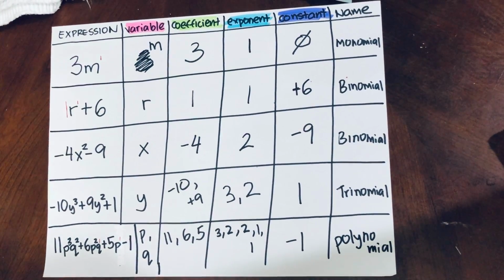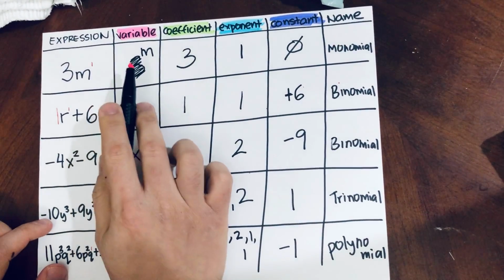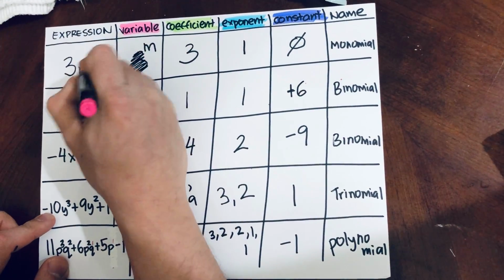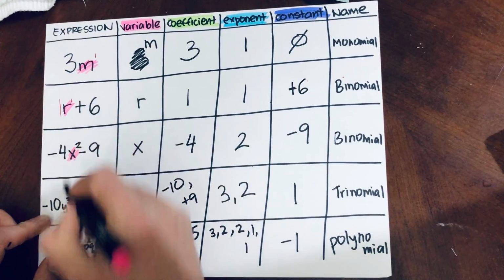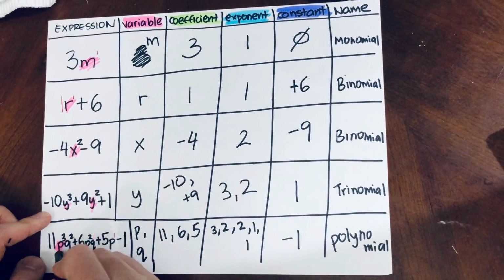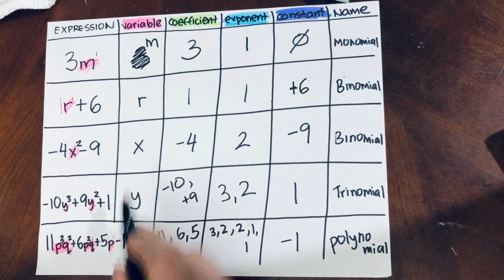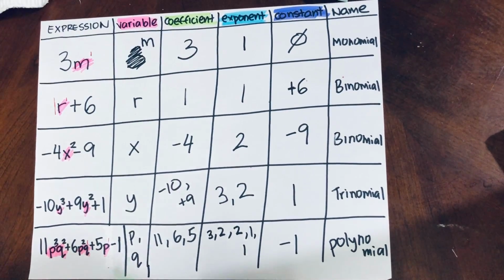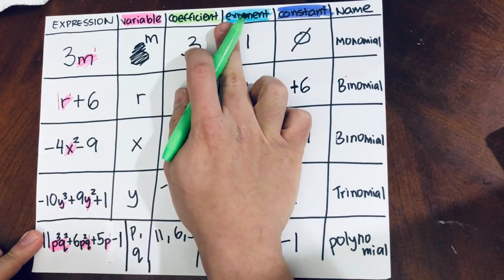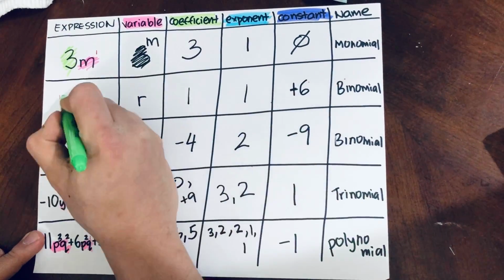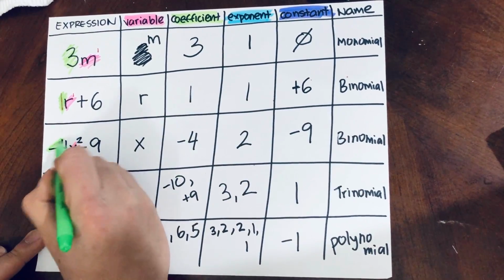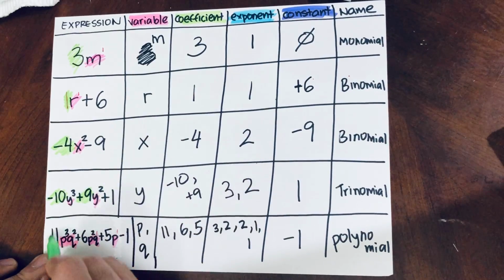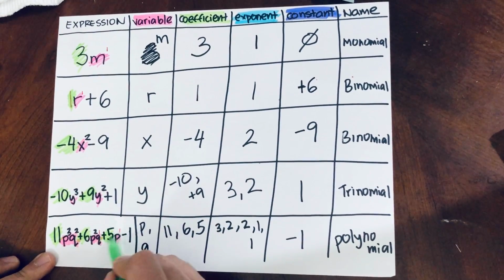So, just as a review, a variable is a symbol for a number that we don't know yet. It is usually a letter. So in this case, it is the letter M, the letter R, the letter X, the letter Y, P, and Q. Those are my variables. My coefficient is a number used to multiply a variable. So it's usually the number next to the variable. So coefficient in this case is 3. My coefficient is 1. My coefficient is -4. My coefficient is -10 and +9. My coefficient is 11, +6, and +5.